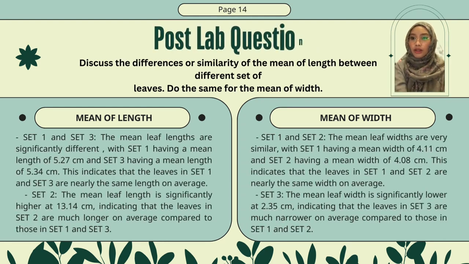Next, mean of width. For the set 1 and set 2, the mean leaf width are very similar, with set 1 having a mean width of 4.11 cm and set 2 having a mean width of 4.08 cm. This indicates that the leaves in set 1 and set 2 are nearly the same width on average. For set 3, the mean leaf width is significantly lower at 2.35 cm, indicating that the leaves in set 3 are much narrower on average compared to those in set 1 and set 2.